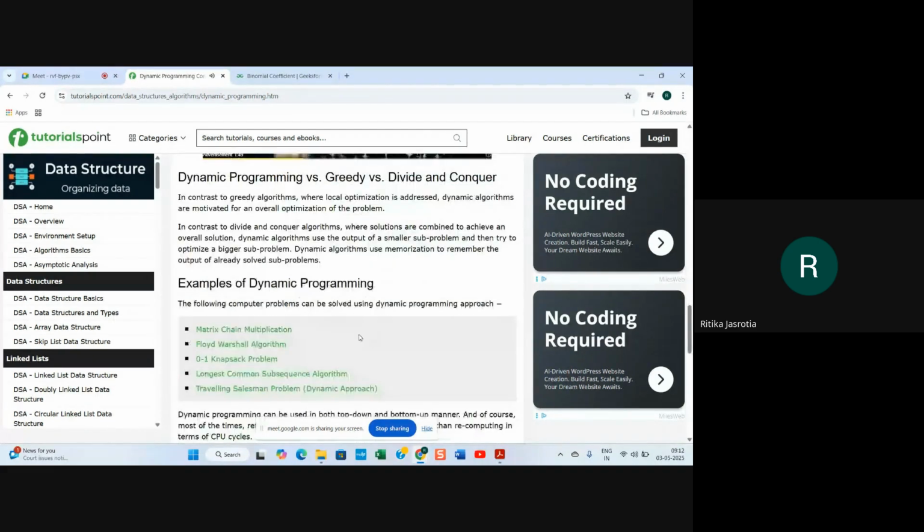These are the steps. Now, dynamic programming versus greedy versus divide and conquer. What are the differences? In contrast to greedy algorithms, where local optimization is addressed, dynamic algorithms are motivated by an overall optimization of the problem.